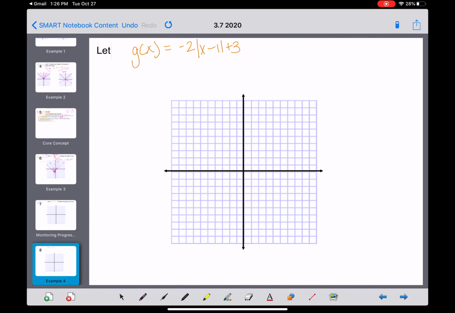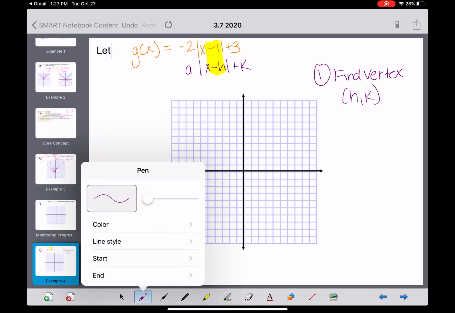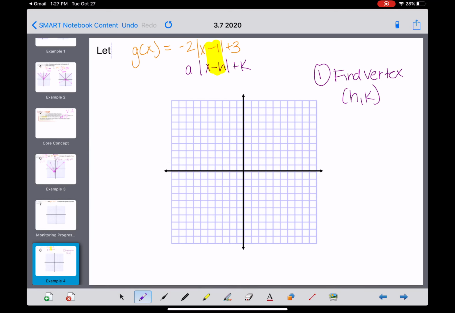Last one, so just one more example to make sure that we have it. So this is in the form, our vertex form. So our very first step is to find the vertex. And our vertex is located at (h, k). Since it is a subtraction sign already, I do not need to rewrite this as subtraction. I just already know that my h value is 1. k is whatever my constant is at the end, so 3. So my vertex is located at 1, 3.